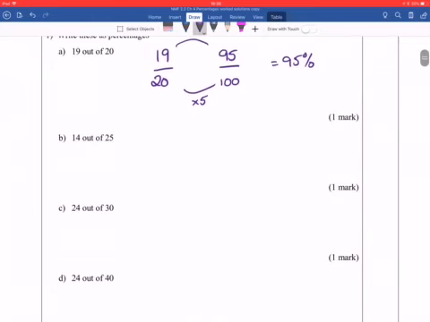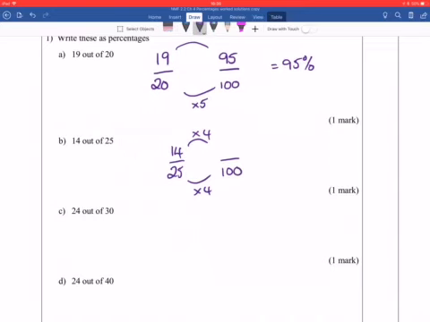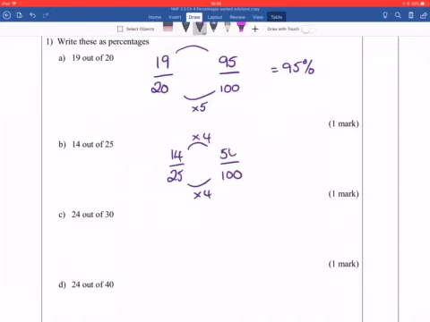Next one, 14 out of 25. So 14 out of 25, I need it to be out of 100. So I could times it by 4, top and bottom, out of 100, and 14 times 4 is 56. So this is 56%.